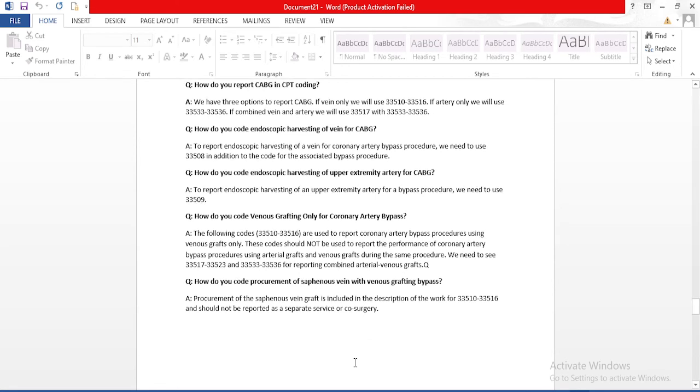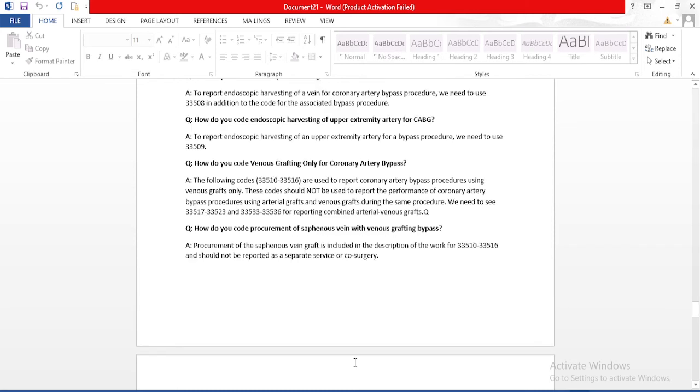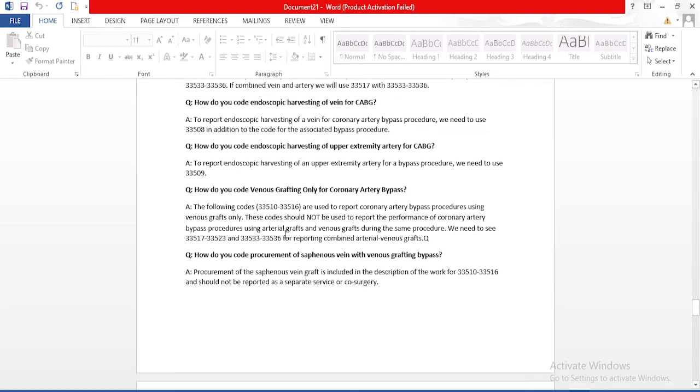Next, how do you code endoscopic harvesting of a vein for CABG? To report endoscopic harvesting of a vein for a coronary artery bypass procedure, we need to use 33508 in addition to the code for the associated bypass procedure. How do you code endoscopic harvesting of an upper extremity artery for CABG? To report endoscopic harvesting of an upper extremity artery for a bypass procedure, we use 33509. Basically, 33508 for vein, 33509 for artery.